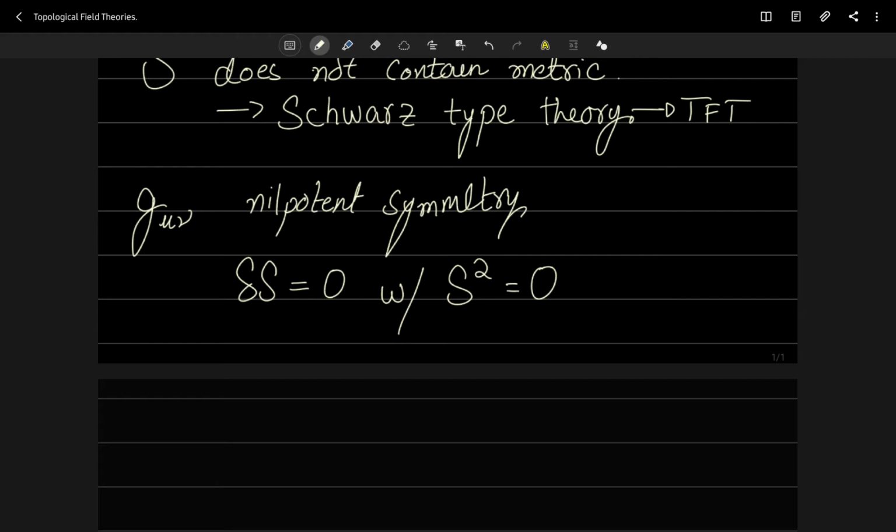And these types of theories are called Witten type topological field theories, right? So Witten type TFTs, right? So after all of this, the next natural question is then, what does a topological field theory look like?